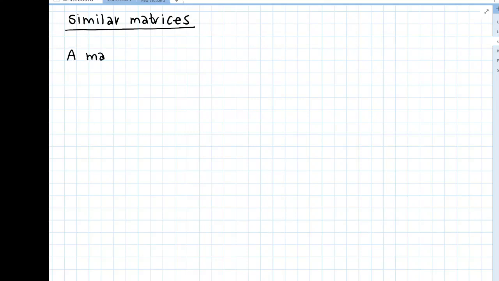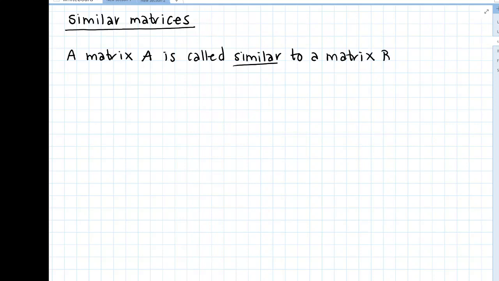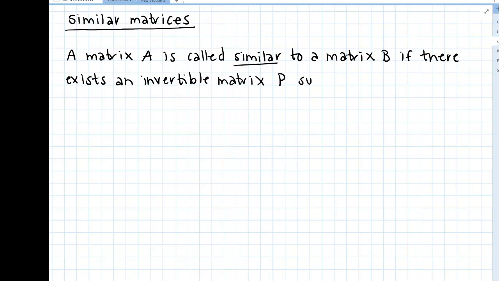So a matrix A is called similar to a matrix B if there exists a third matrix that has to be invertible, P, such that you can write A as P times B times P inverse.